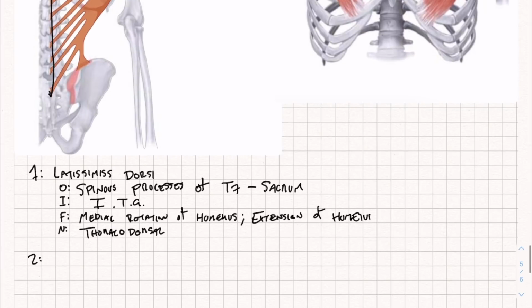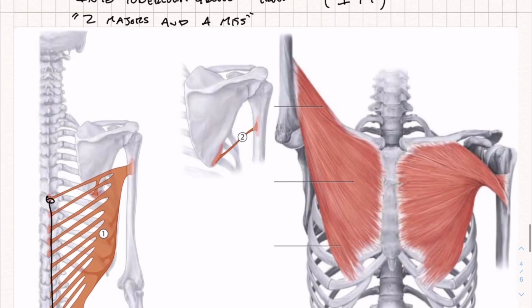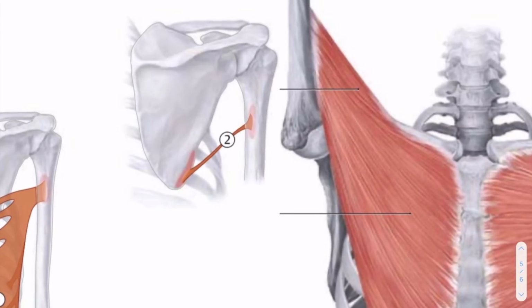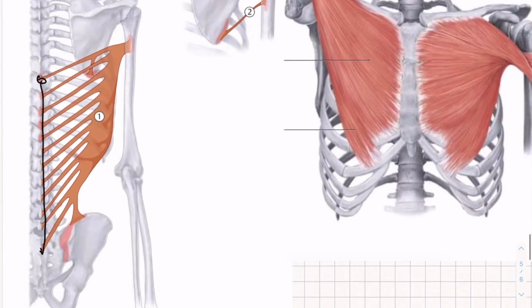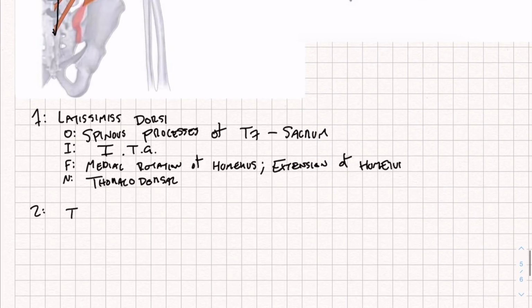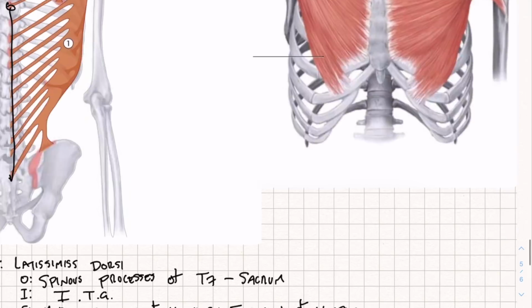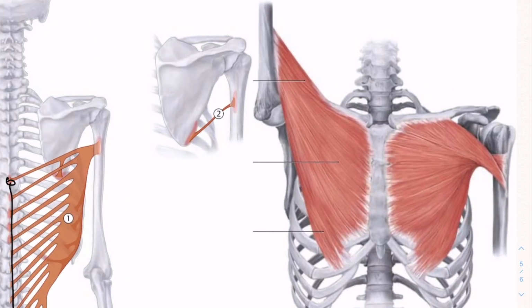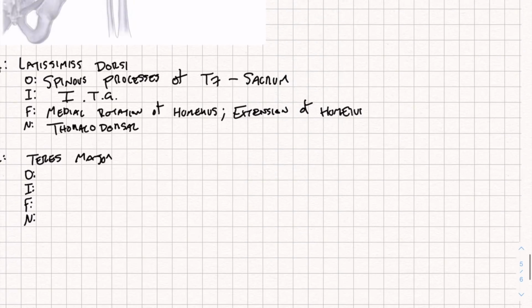Second muscle, if we look up here, here's that second muscle. This is called the teres major. The teres minor was right up here, and the major is below the minor here again. So this is the teres major. Its origin is on the scapula. That's the inferior angle, and it's the posterior surface of that inferior angle.